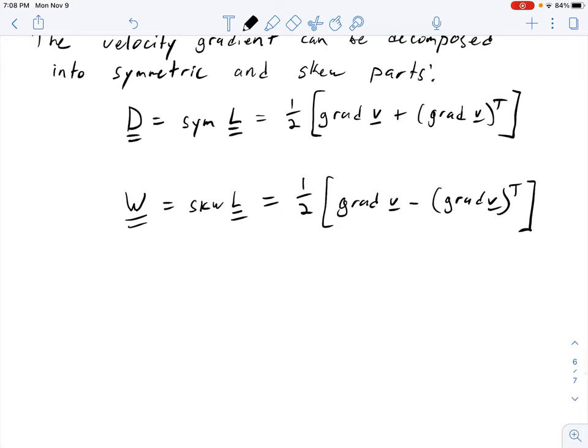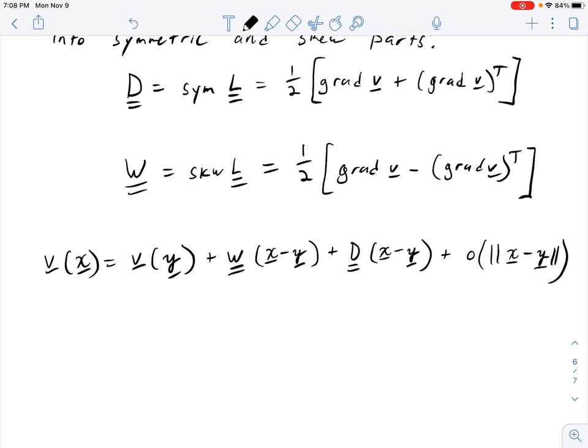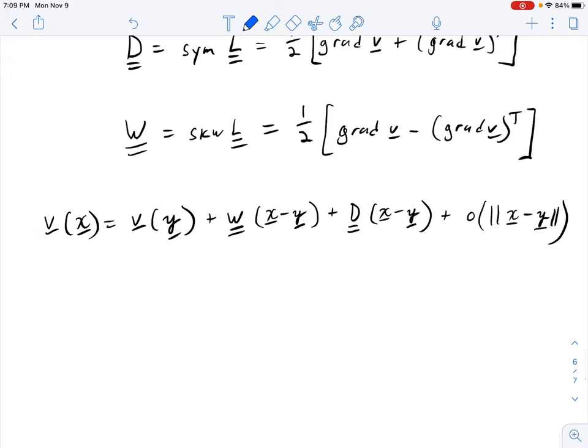All right, so in that case, we have that V of any point X is equal to V of some fixed point Y, for a given time, plus W, the spin tensor, acting on X minus Y, plus D, acting on X minus Y, plus things that go to zero faster than the distance between x and y. So locally, if you zoom in pretty far, we see that the velocity, and in fact the motion in general, is going to look like a local rigid motion.